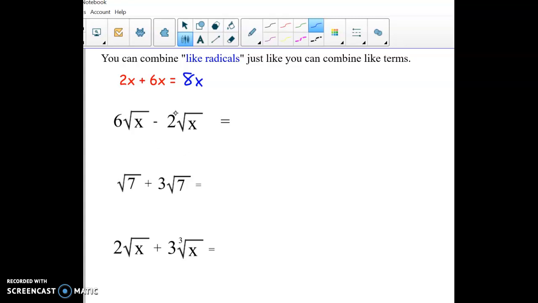All right, the first two are square root x, so we have 6 of them minus 2 of them, so we have 4 square roots of x. This one, don't forget there's like a 1 here, so we have 1 square root of 7 plus 3 square roots of 7, 4 square roots of 7. Okay, and then the last one, hopefully you got that. This one cannot be simplified.